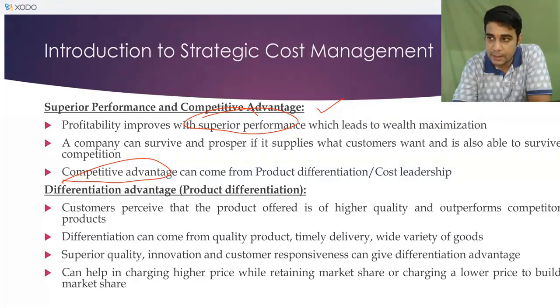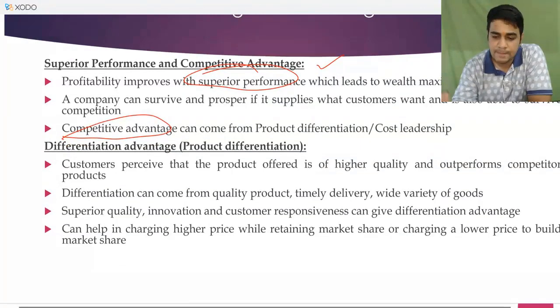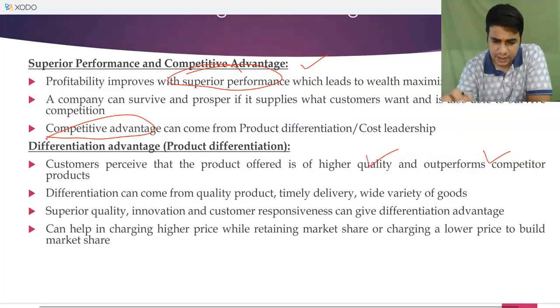You can end up charging a below premium price or the normal price. When you charge a normal price, your market share will improve, but profitability will not improve. If you charge a premium price, profitability is going to improve. So product differentiation is of higher quality and outperforms competition. Differentiation can come from a quality product, timely delivery, a wide variety of goods.